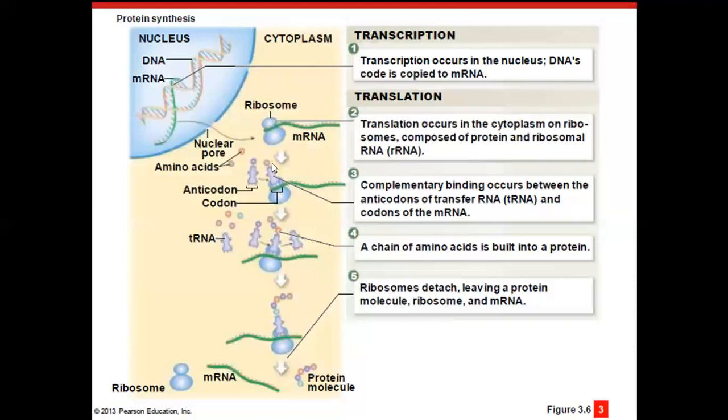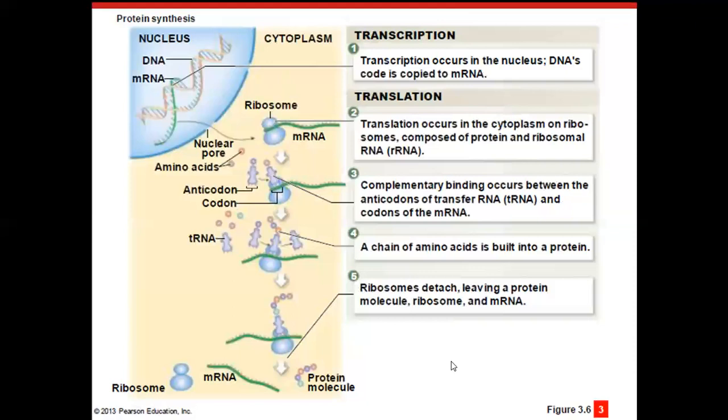So here we are. The complementary binding occurs between anticodons of transfer RNA, tRNA, right? So there's some amino acids. There's mRNA, this green strand, and transfer RNA are these little bluish purple structures that transfer amino acids. They pick off a codon at a time, which is basically 3 nucleotides of the mRNA strand, and transport them.